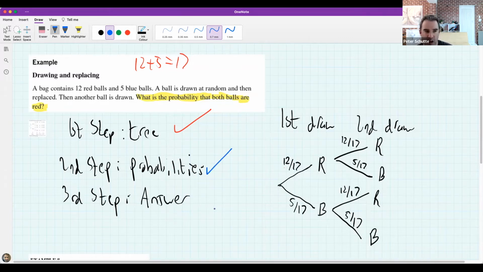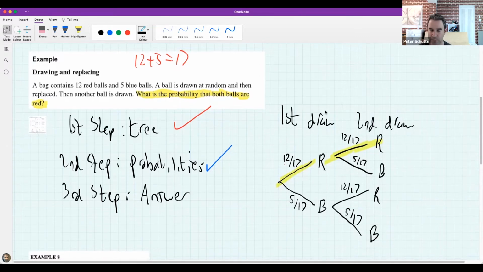All right, now I want the answer. The question says, what is the probability that both balls are red? What you need to do is find the branch of the tree that corresponds to this situation. And I think the branch is that one over there. Let me turn off this thing I've got in the background so you can see a bit more clearly. It's that branch. That outcome would be considered RR, or red, red. How do we get that answer? What's it going to be?